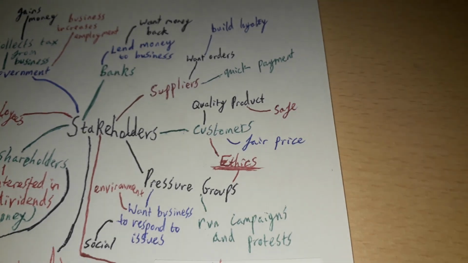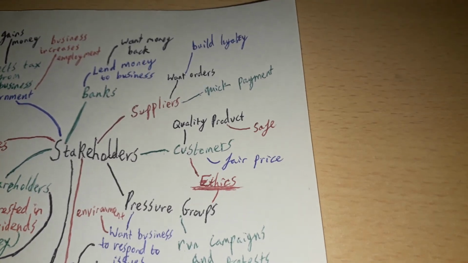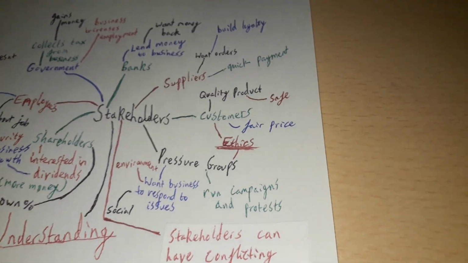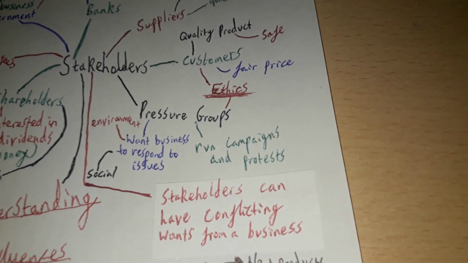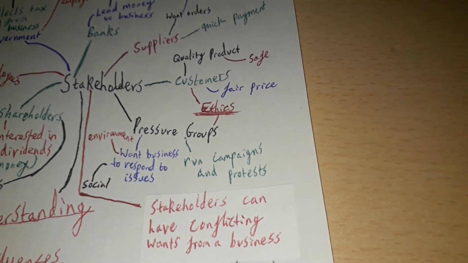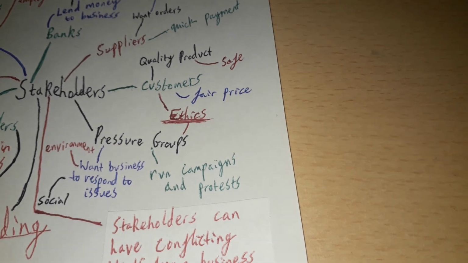Customers want a quality product that's safe. They also want a fair price. Customers also tend to care about ethics a lot when they're buying products, and it can influence what they buy. Linked to ethics, there are also pressure groups, which are groups that want businesses to respond to certain issues, such as environmental or social issues, and they run campaigns and protests to get things to change.